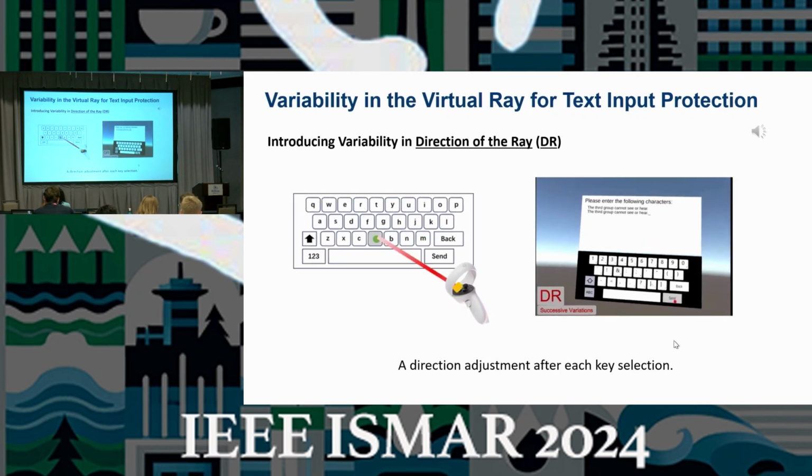Introducing variability in the ring's direction changes the controller's ring angle, so even when selecting the same key, the required rotation varies. After each selection, the ring's direction is randomly adjusted, affecting the angles needed for interaction.